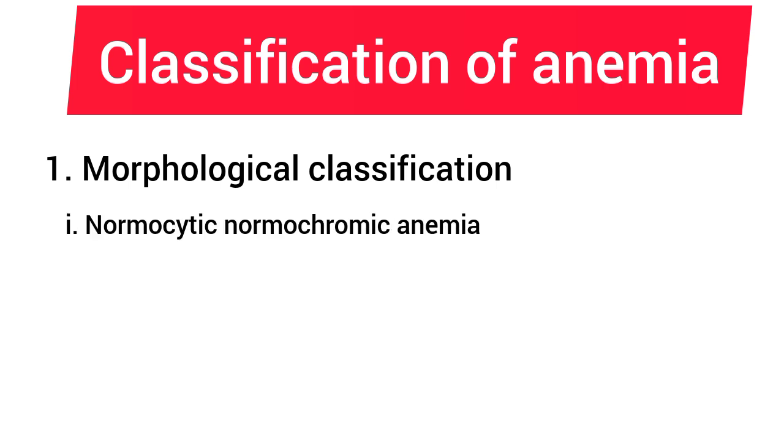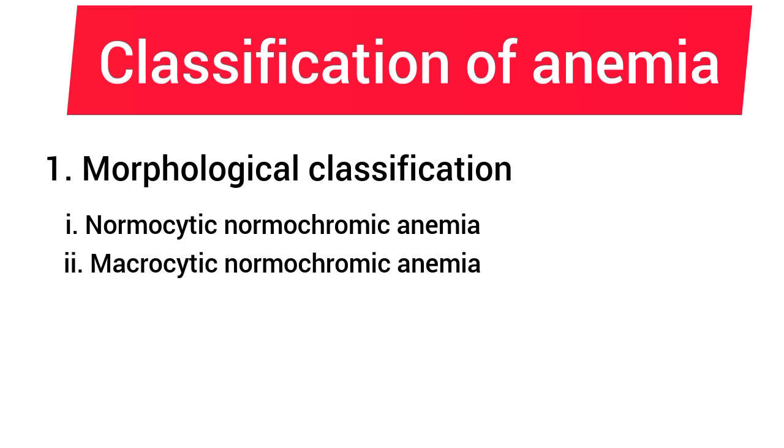Number one is the normocytic normochromic anemia. In normocytic normochromic anemia, the size and hemoglobin content of red blood cells are normal, but the number of red blood cells is actually reduced. Number two is the macrocytic normochromic anemia. In macrocytic normochromic anemia, the red blood cells are larger in size with normal hemoglobin content, but the red blood cell count actually decreases.